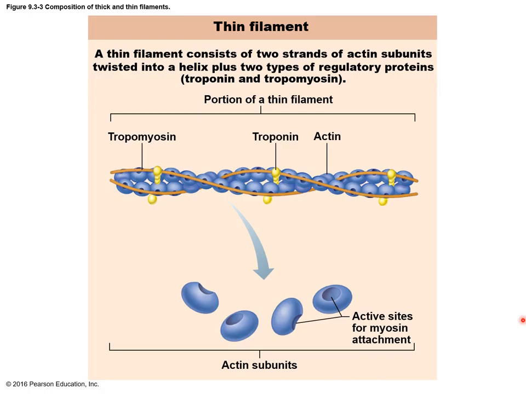So in order for muscle contraction to occur, the myosin head has to bind to these active sites on the actin, but they're covered up by the tropomyosin, which means you're going to have to move them. How are we going to move them? Well, that's where troponin is going to come in. In order for muscle contraction to occur, you have to have the actin and the myosin bind together, but it can't happen because the active sites are covered up.